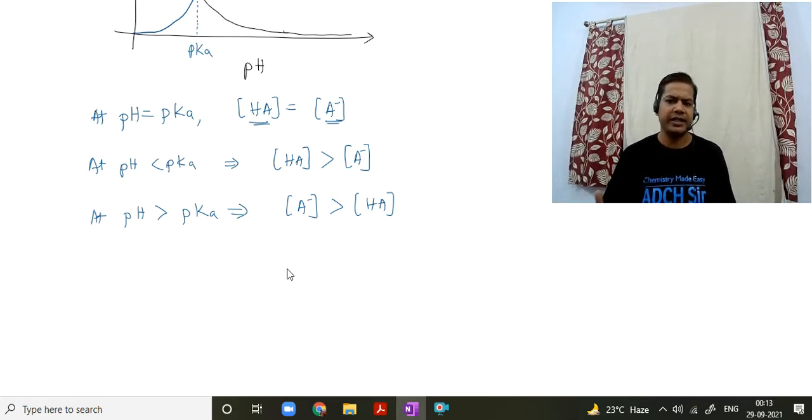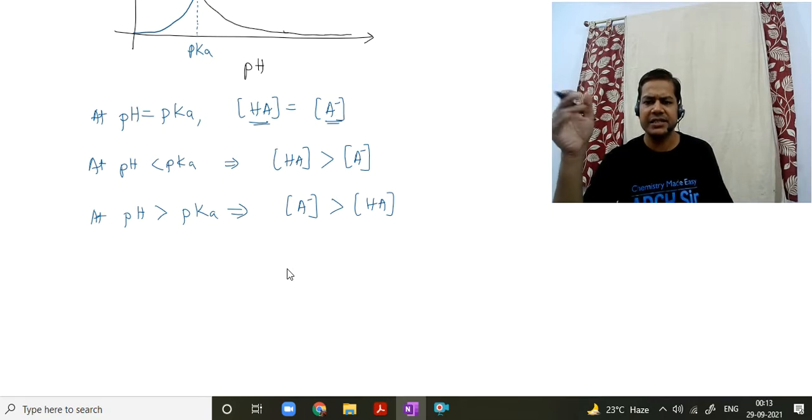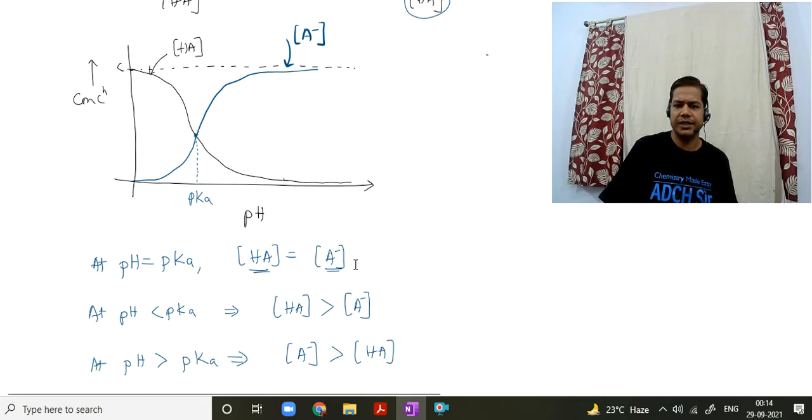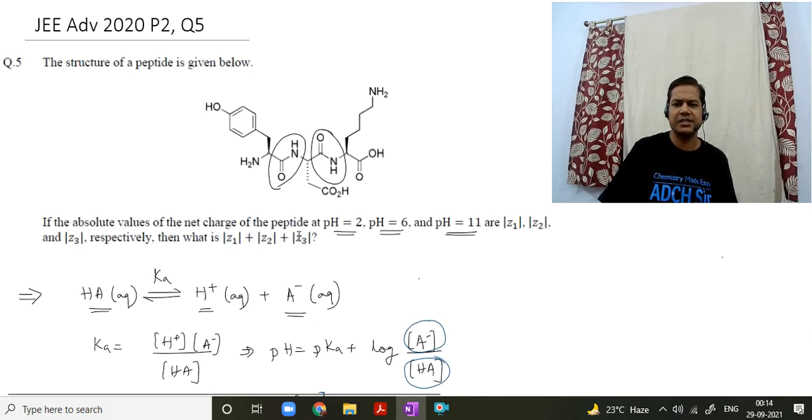We need to know the ionization constant of acids. If you know the pKa of an acid, at pH equal to pKa, the ionized and unionized forms will remain in equal amounts. At pH greater than pKa, the ionized form will be more. At pH less than pKa, the unionized form will be more. So let us apply this concept on this peptide.